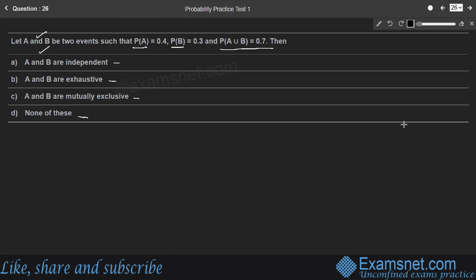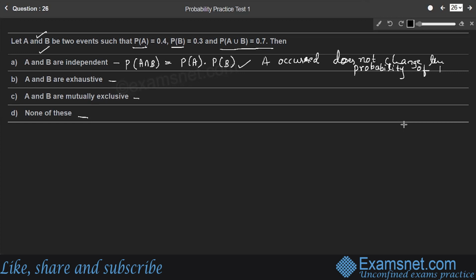Which of the options is correct? For the given two events, A and B are independent when the probability of A intersection B is equal to the probability of A times the probability of B. When this condition holds, we can say A and B are independent. Independent means whether A occurs doesn't change the probability of B. If A occurring doesn't change the probability of B, then A and B are independent. It is possible only when P(A intersection B) equals the product of P(A) and P(B).